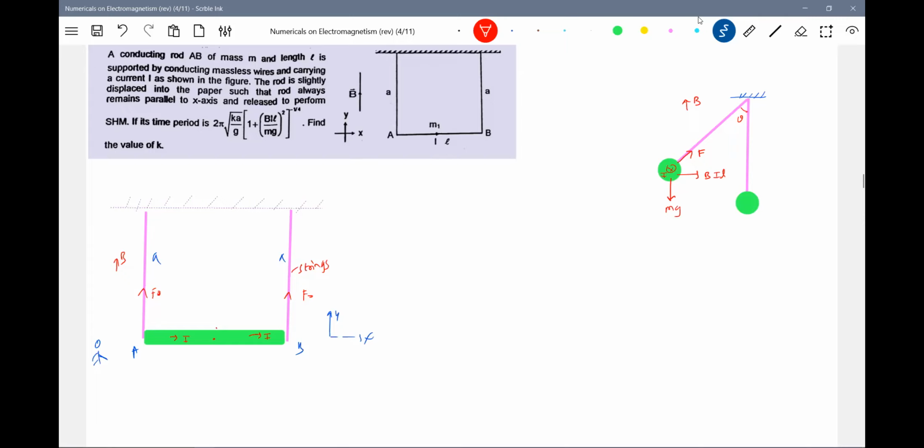I'll find out the tension in the string at equilibrium, because at equilibrium it will come to this position. Sir, how is equilibrium possible? Okay, maybe you come on this side. If it is here, then the tension in the string will be like this. Then BIL force and mg, equilibrium is possible, no?